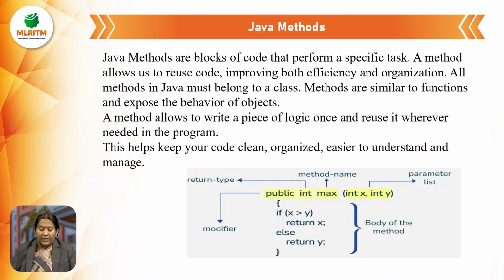A method allows us to write a piece of logic and reuse it wherever we need it in the program. If we have written code in a method, that code can be used wherever we want in the entire Java program, depending upon the calling of the method with the help of an object. If you see here, we have written public int max(int x, int y). Here max is the name of the method, public is the modifier, int is the return type, and int x, int y are the parameters which we are using inside the method.